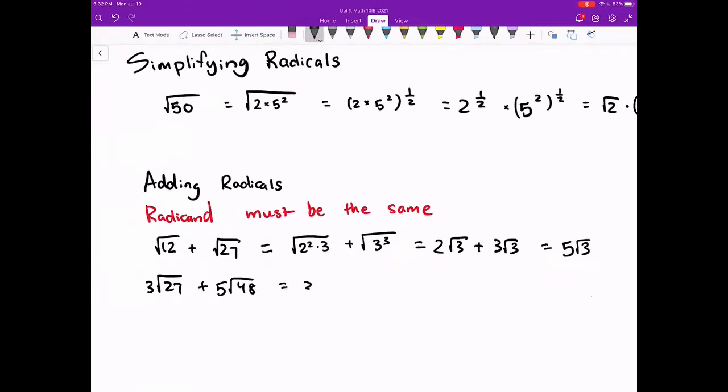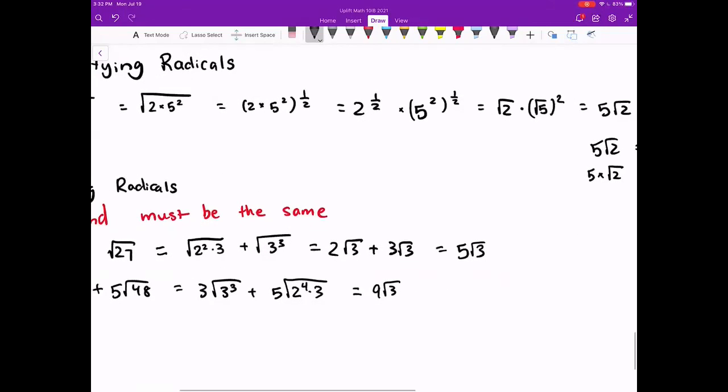So we could first prime factorize what is on the inside: 3 cubed, and then the 48. Way faster with memorization. So that gives 9 root 3 plus 20 root 3. And then we can add them together, 29 root 3.